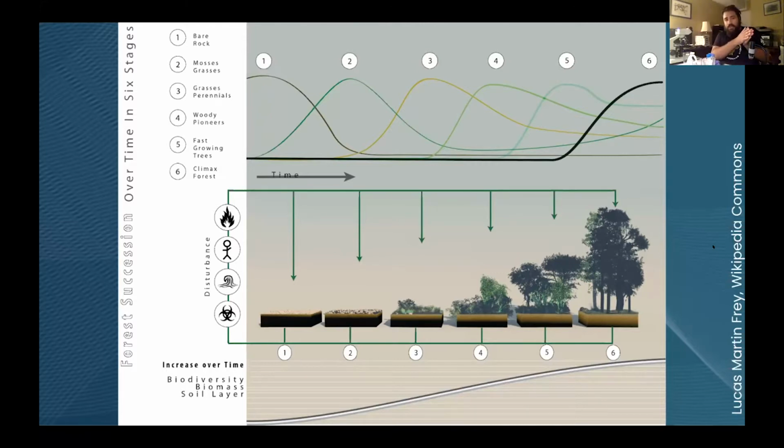And what happens is you're actually increasing the fungal biodiversity. So what's happening in general, fungi have been here for a while, but also the decomposer fungi, the saprophytic fungi.